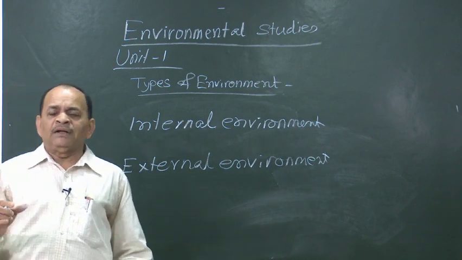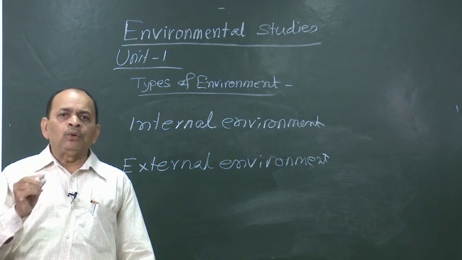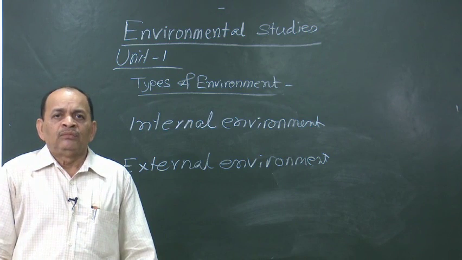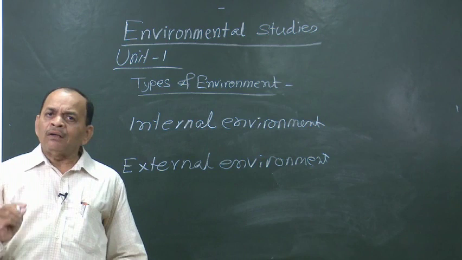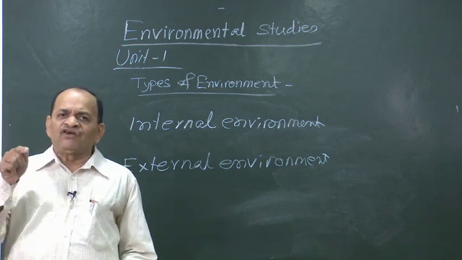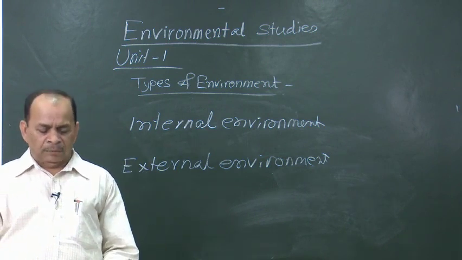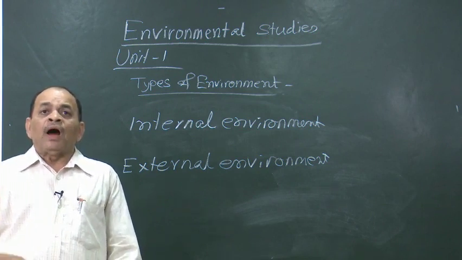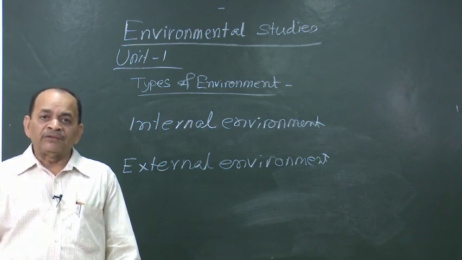So, again we can divide the environment of the organisms into two categories. One is the internal environment and the second is the external environment. Internal environment means the environment inside the body of the organism, and external environment means outside the body of the organism.